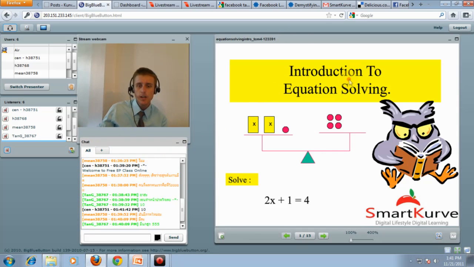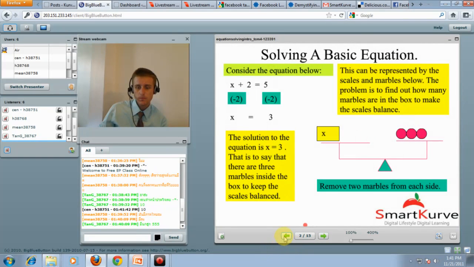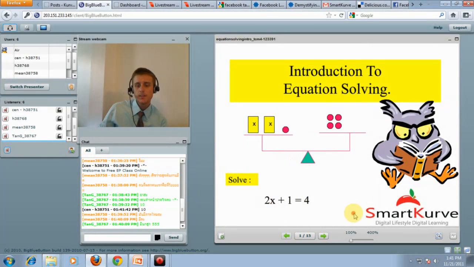Introduction to equation solving. Below we have 2x plus 1 equals 4. This picture illustrates this: 2x, that's what these boxes are, plus 1 equals 4. When we see this equation, we want to find what x is.